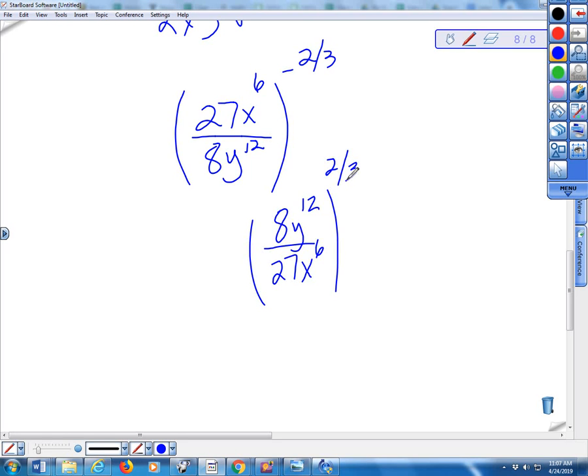So this means everything in here, I'm going to take the cube root of and then square it. So the cube root of 8 is 2, and 2 squared is 4. Y to the 12th times 2/3 is y to the 24/3. 24/3 is 8. The cube root of 27 is 3. 3 squared is 9. X to the 6th times 2/3 is x to the 12/3. 12/3 is 4. And that's it.